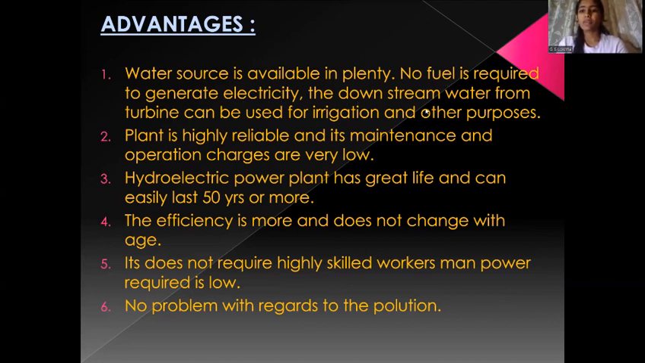The downfall stream from the turbine can be used for irrigation and other purposes. The plant is highly reliable, and maintenance and operation charges are very low. A hydroelectric power plant has a great life and can easily last 50 years or more. The efficiency is high and does not change with age. It does not require highly skilled workers, and the manpower required is low. No problems with regard to population.